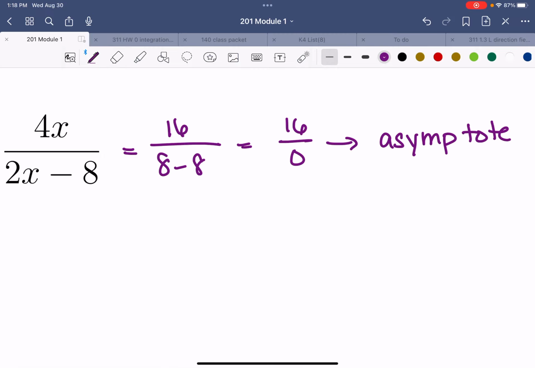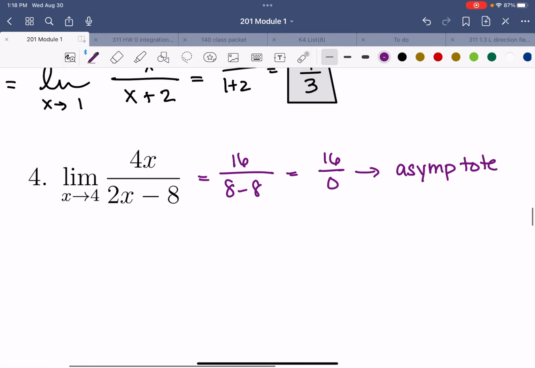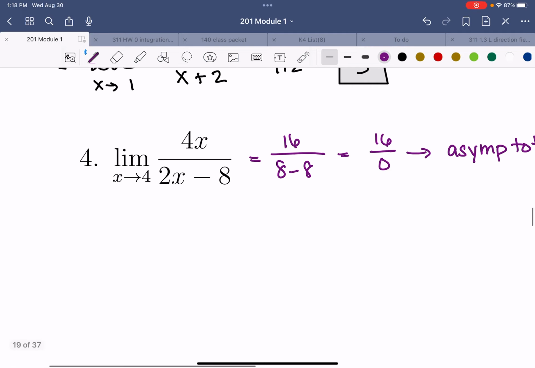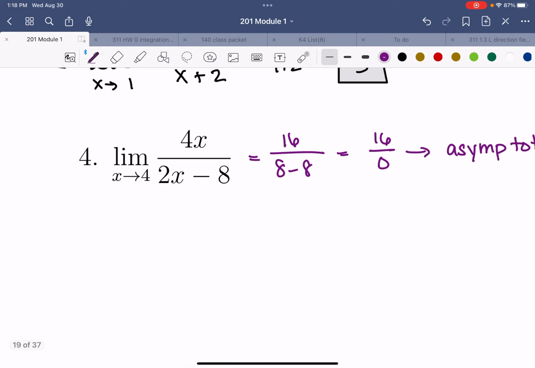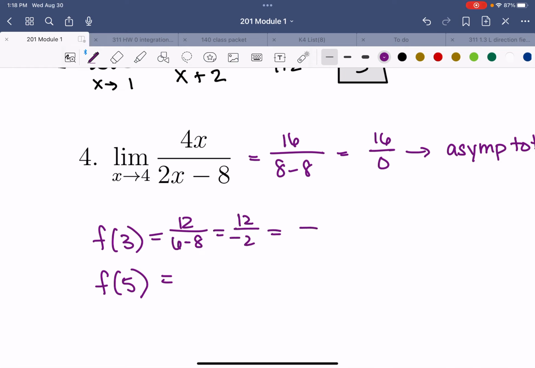And when it's an asymptote, we need to find out, are we going to positive or negative infinity on both sides? So we're going to check a value on either side of 4. So I'm going to go with f of 3 and f of 5. If I plug in 3, that's going to be 12 over 6 minus 8. That's 12 over -2, so that's -6. And again, the number part is not important here, mainly the sign.